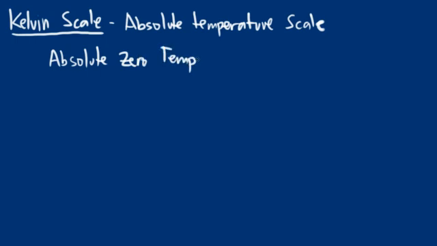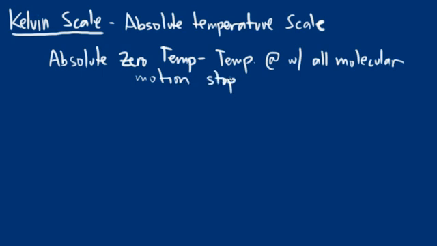Absolute zero is defined as the temperature at which all molecular motion stops, and that temperature is 0 Kelvin. According to Kelvin, the lowest possible temperature is 0 Kelvin, and it is measured to be equal to negative 273.15 degrees Celsius. So take note, class, that Kelvin is written with no degree sign whatsoever.